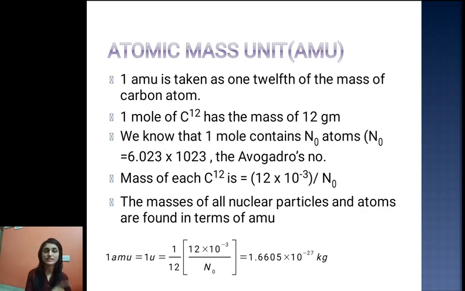If we do this calculation, you will get 1.6605 into 10 raised to minus 27 kg. So, 1 atomic mass unit equals 1.6605 into 10 raised to minus 27 kg.